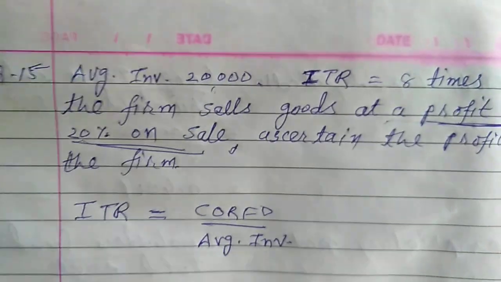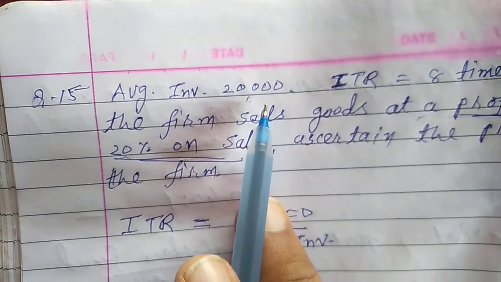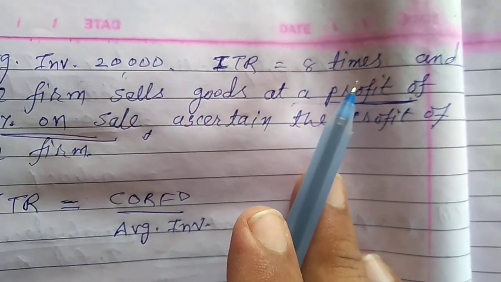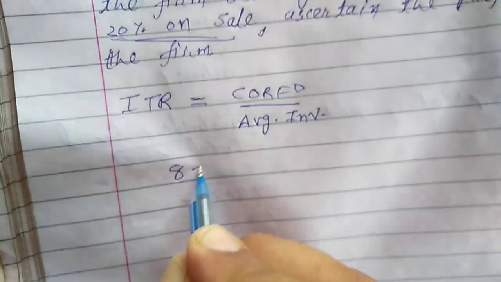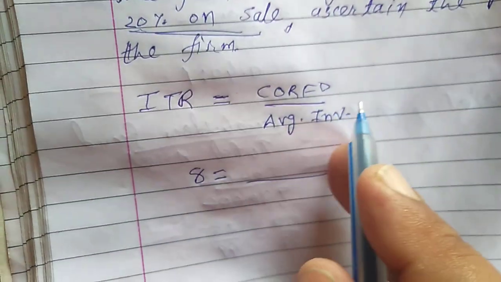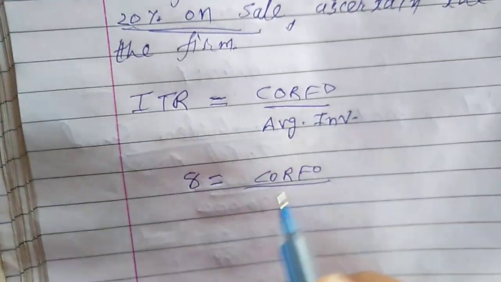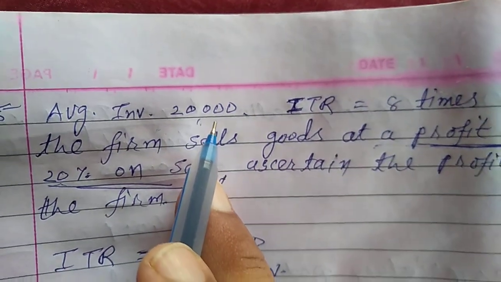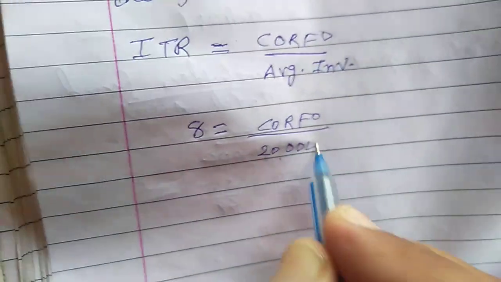Here you can see average inventory is given. How much? Average inventory is 20,000. Then inventory turnover ratio is 8 times. Whatever is given, first of all we put in this formula. So inventory turnover ratio is given as 8 times. Cost of revenue from operation is not given, and average inventory is 20,000.